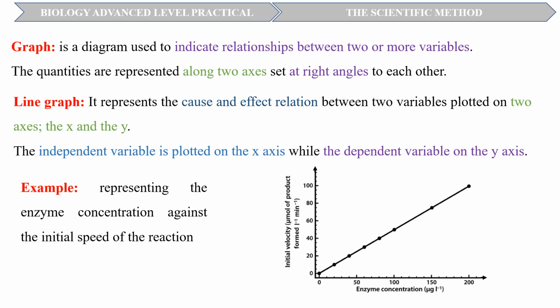So enzyme concentration is the independent variable and is put in the x-axis. On the other hand, the initial rate of the reaction is measured during the experiment, and thus it is the dependent variable plotted on the y-axis.